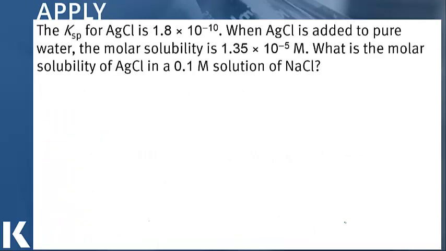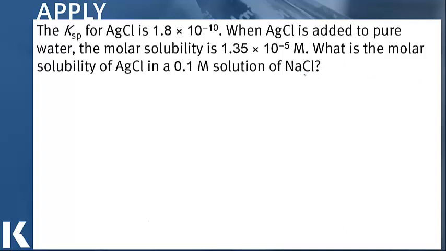So the KSP for silver chloride is 1.8 times 10 to the negative 10. When silver chloride is added to pure water, the molar solubility is 1.35 times 10 to the negative fifth molar. What is the molar solubility of silver chloride in a solution of sodium chloride?